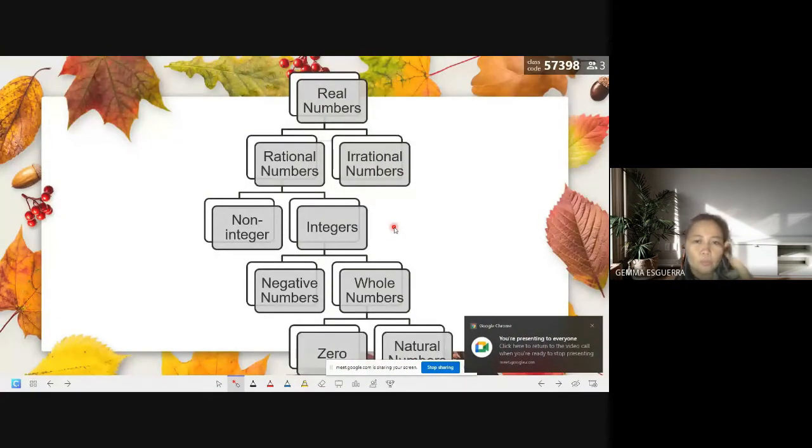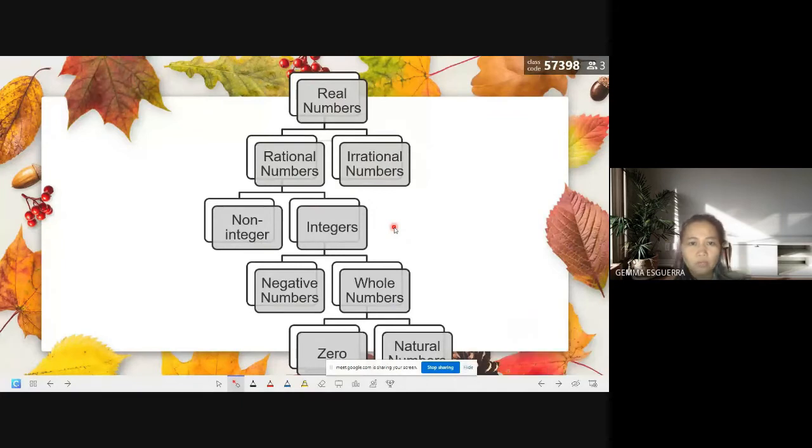Next. So real numbers, so dito pa yung mga real numbers. We have rational, irrational, non-integers, integer, negative numbers, whole number, zero, and the natural numbers.